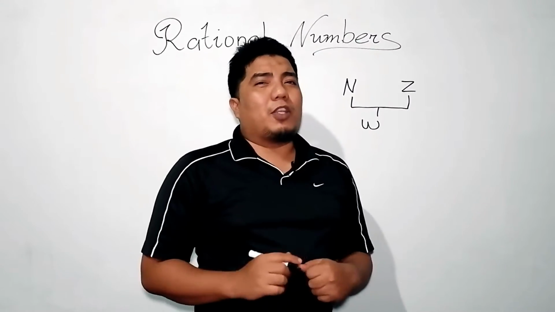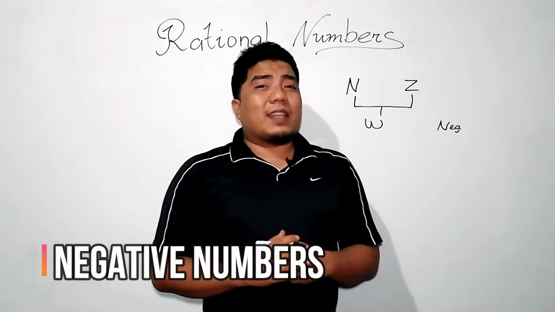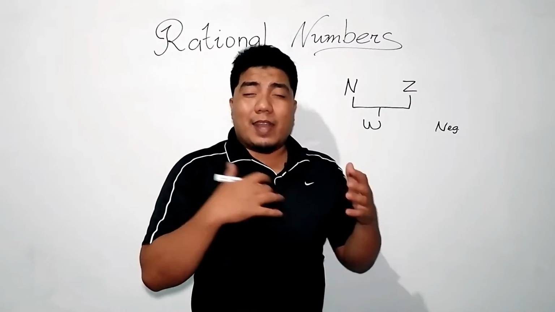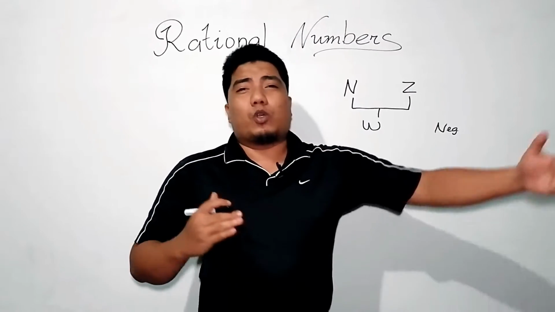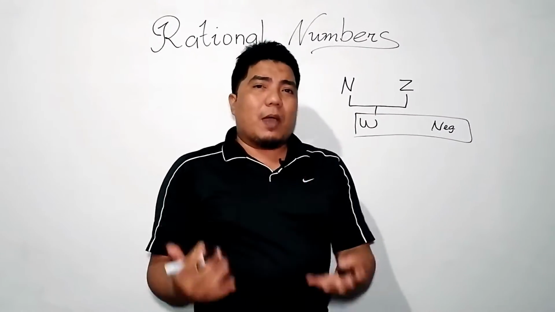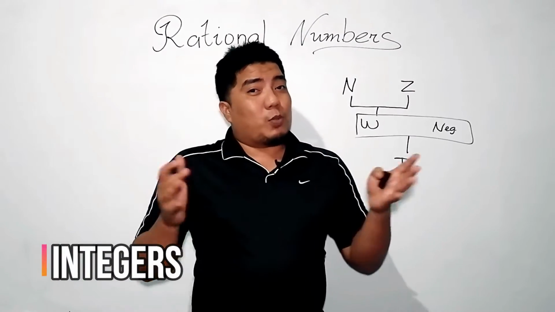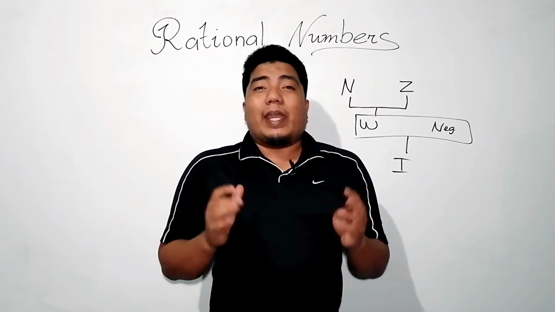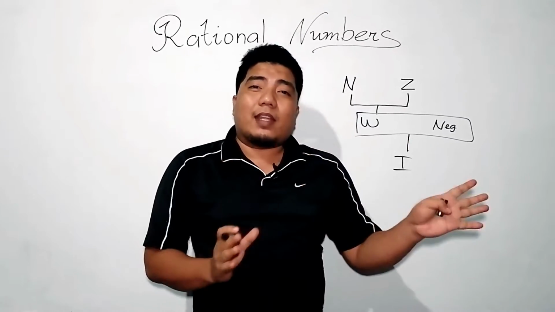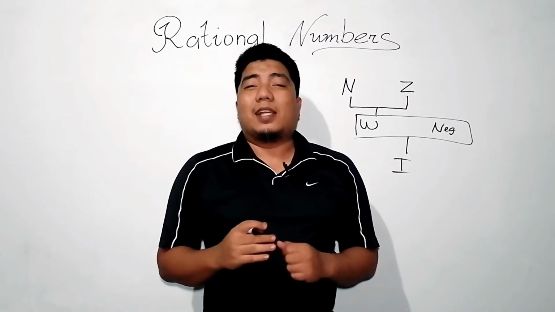But the counterpart of a whole number is the negative numbers. The negative numbers are those numbers located before 0, meaning those are negative 1, negative 2, negative 3, and so on and so forth. Now, if you group the whole numbers and the negative numbers, you will get what we call integers. The integers, as we discussed in the previous discussion, are the combination of positive numbers 1, 2, 3, 4, 5, 6, and so on, the negative numbers negative 1, negative 2, negative 3, and so on, as well as the neutral number, 0.